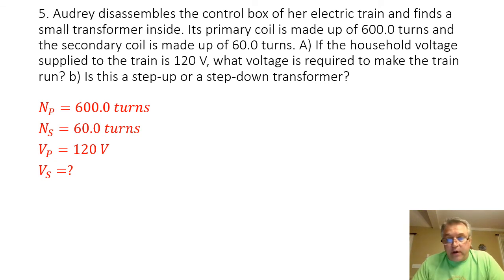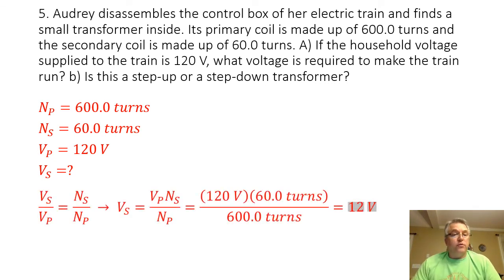Again, I use my transformer formula, and I know that the ratio between the secondary voltage and the primary voltage is equal to the ratio between the number of turns on the secondary coil to the number of turns on the primary coil. As before, we will cross multiply, solving for the secondary voltage. I'm going to want to divide both sides by the primary number of turns, and I'm going to get Vs equals Vp times Ns divided by Np.